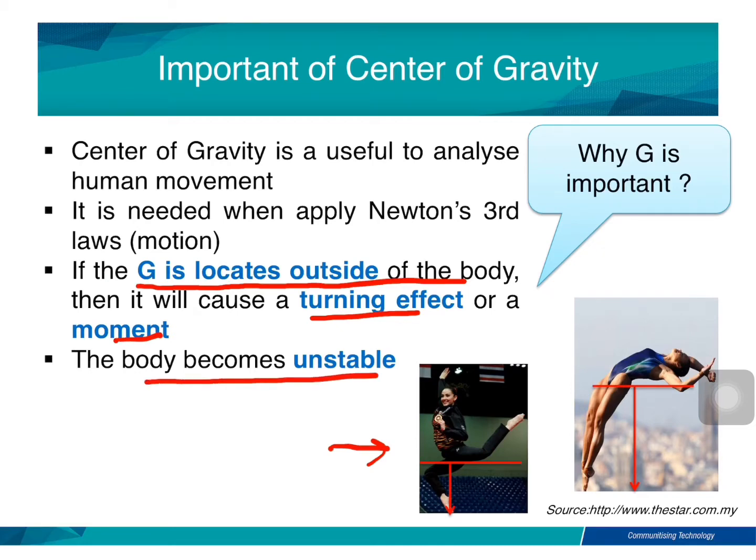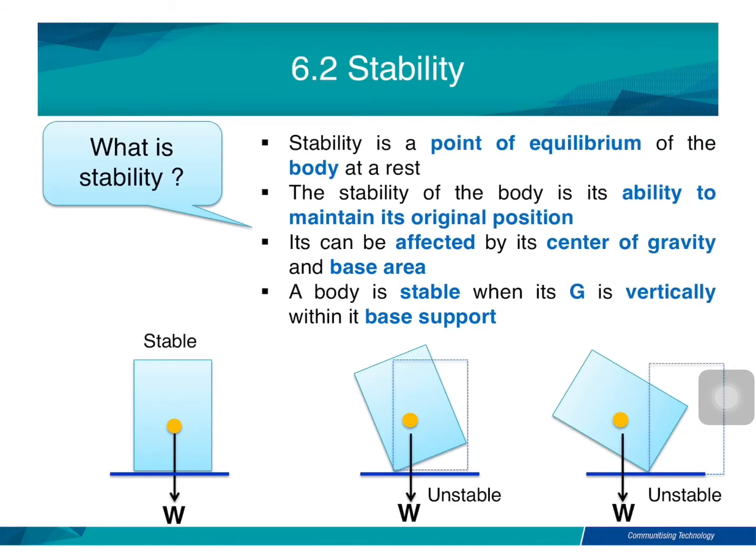So the body becomes unstable. Then, what is stability? Based on this figure, you can see how the body is in stability and instability, and then the next one when the body is unstable. So stability is a point of equilibrium of the body at rest, and the stability of the body is the ability to maintain its original position, which can be affected by center of gravity and base area.